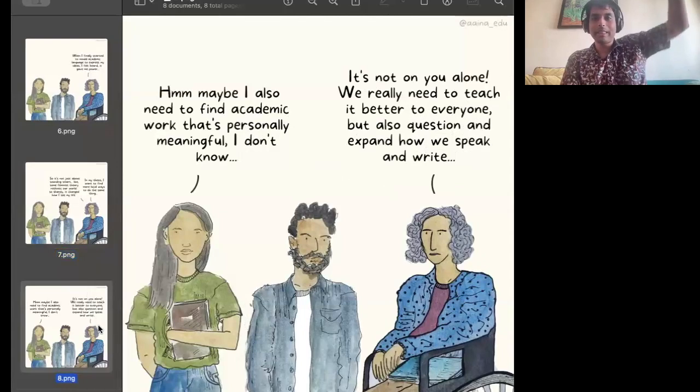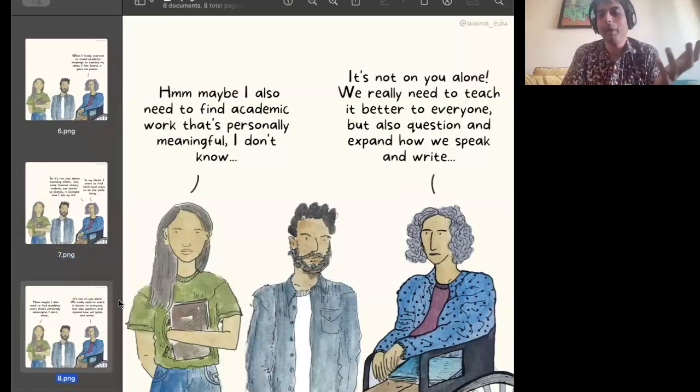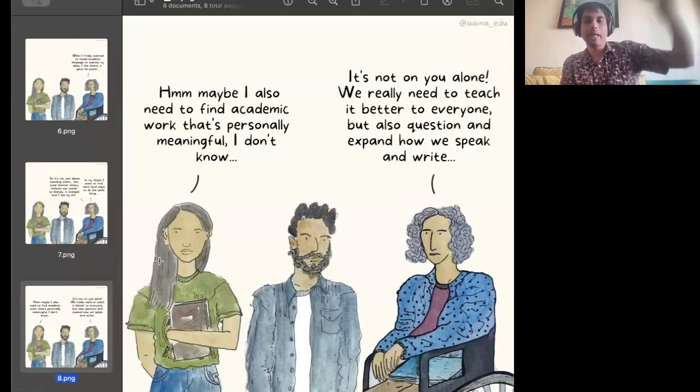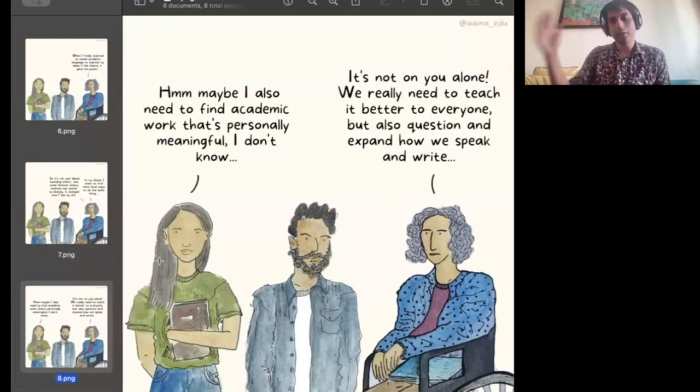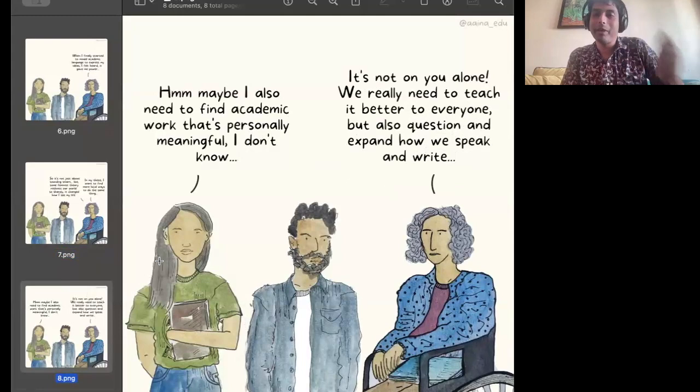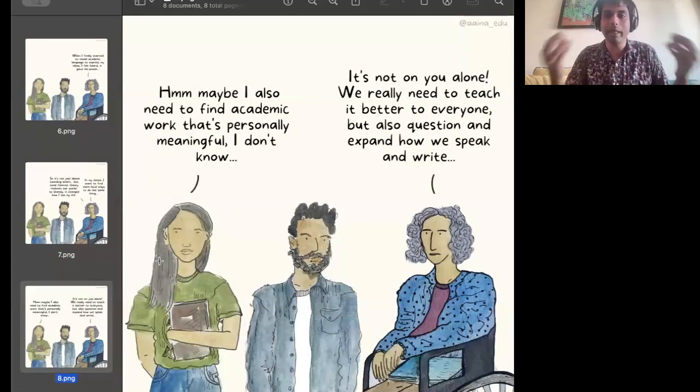And finally, the person on the left also goes through a journey here and says that, okay, maybe I need to find academic work that's personally meaningful, rather than looking at it as distant. And the person on the right says that at the same time, it's not an individual quest. We also need to teach it in a way that's better, and more democratic, so that everybody can access the tools of academic language, but at the same time question and expand how we speak and write, so that it's not just one standard of academic language. So broadly, this is the post.